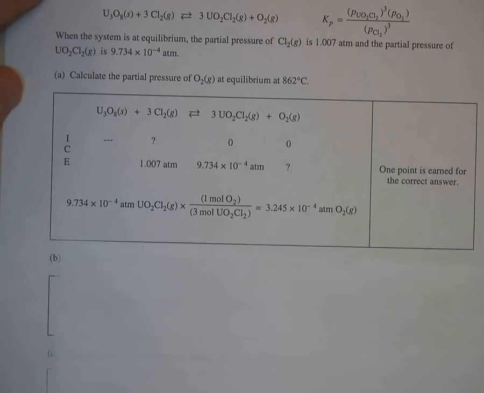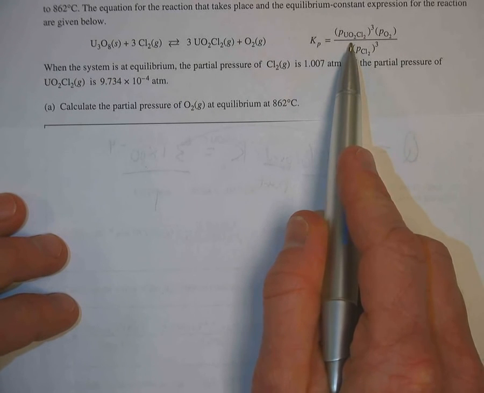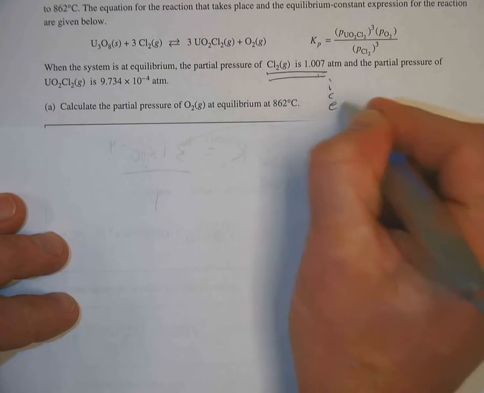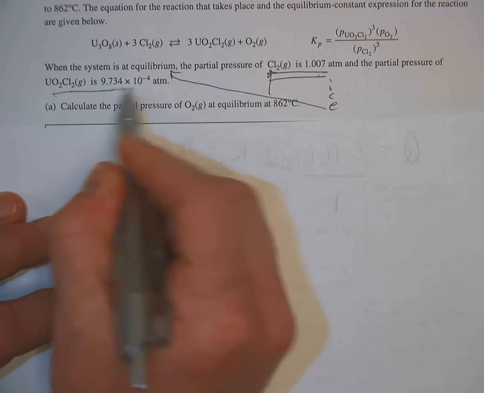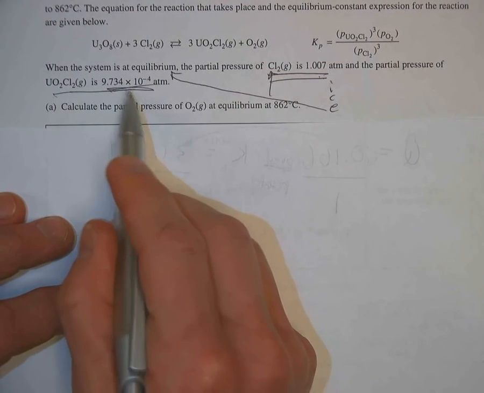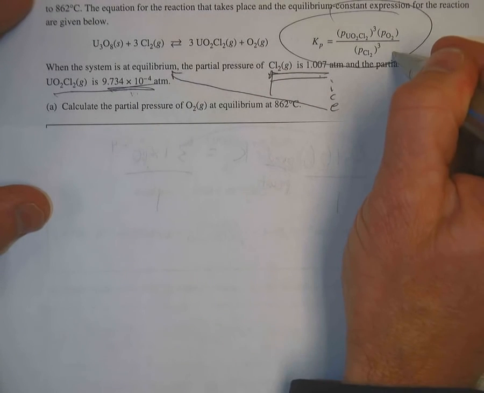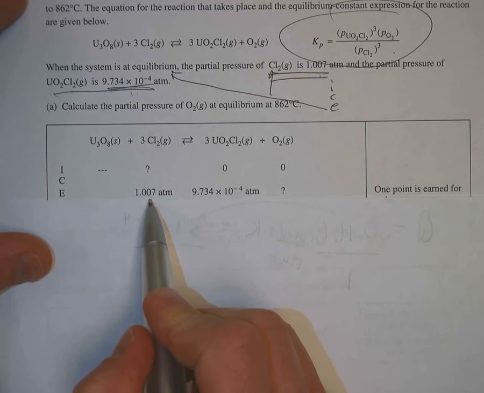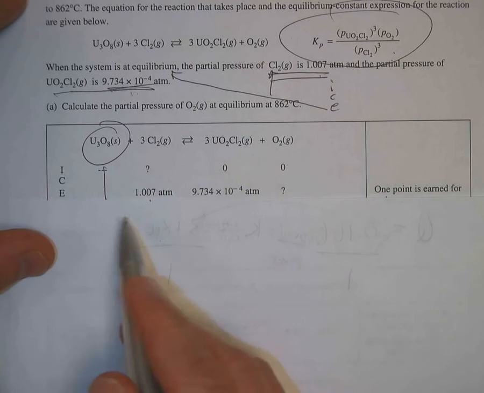Here's another partial question. This is question 1 from 2007. And in this one, they say, here's an equilibrium system. Here's Kp. When the system is at equilibrium, here's the partial pressure of Cl2. So that in an ice table, this is the E pressure. And then UO2Cl2 is this pressure right here. So this is the ice table of that. So calculate the partial pressure of O2, and here's the Kp expression. So you can write an ice table, fill in the Cl2, fill in the UO2Cl2, and then this is a solid, so remember, don't put that in.